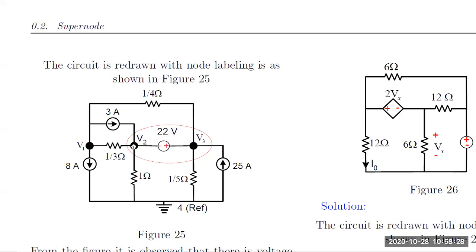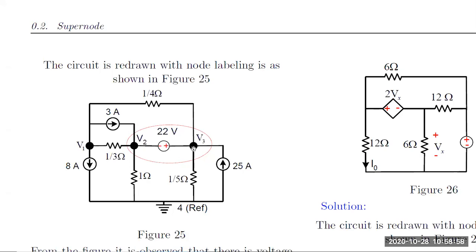Next observation: between nodes 2 and 3 there is a voltage source, between two non-reference nodes. So now the equation for this super node. V3 minus V2 is equal to 22. Yeah, correct.